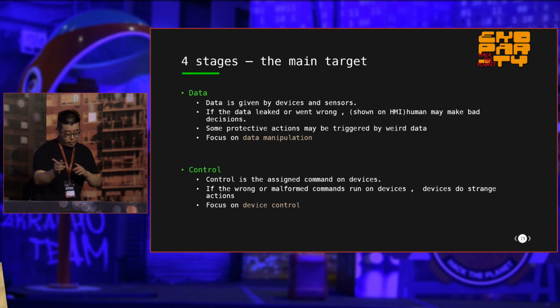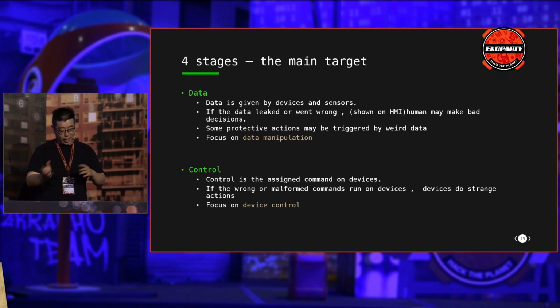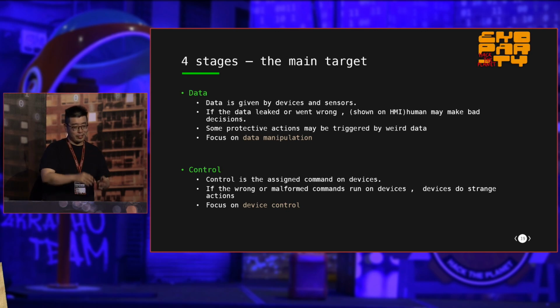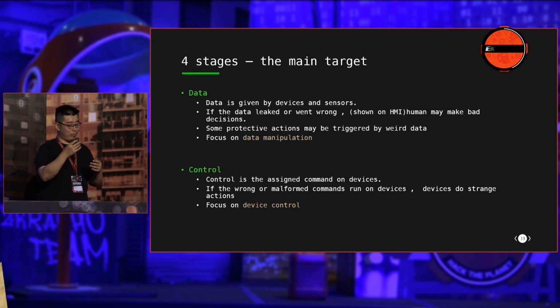The first of the 2 main targets is the data. The data is given by lower-level devices and sensors, and there is a way to display it on the screen for human beings to read. So if you are an attacker, you can try to manipulate the data on the screen, or try to deploy some malicious code to the POC.